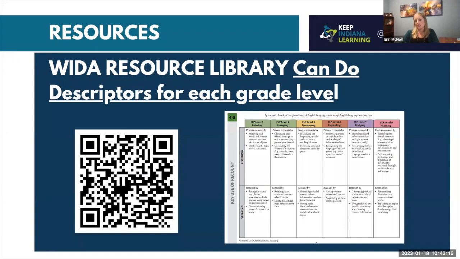So the WIDA Resource Library has can-do descriptors for each grade level. This document was so beneficial for me. Using this resource, you can pick a grade level and proficiency level, and then differentiate assignments for the ELLs in your classroom. These guides even give you ideas on graphic organizers or planning a plot line. So they were very helpful to me as I was trying to navigate how to accommodate each of the students at each of their levels within my classroom.